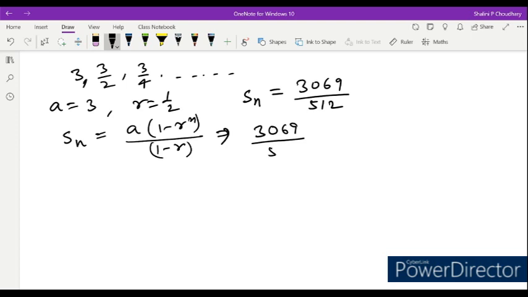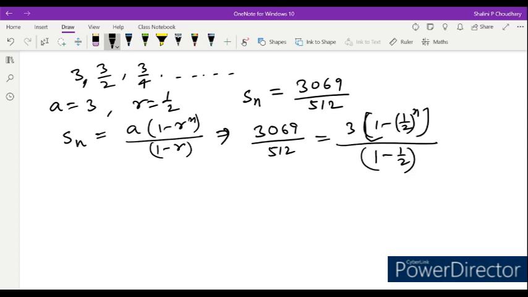So we can write here 3069 upon 512 will be equal to A. A का value is 3 and 1 minus (1 upon 2) का power n, okay? Divided by 1 minus 1 upon 2. ठीक है? So clearly we can cut by 3. We can divide this 3069 by 3. We'll get 1023. Okay, and now 1023 is basically can we write 1024 minus 1, 1023 की जगह, and 512 here.